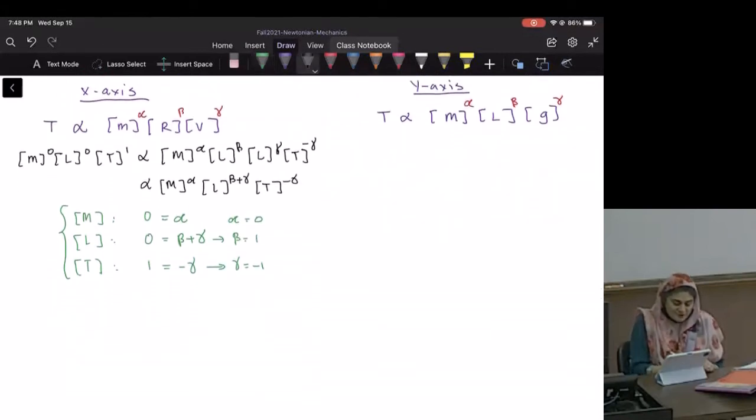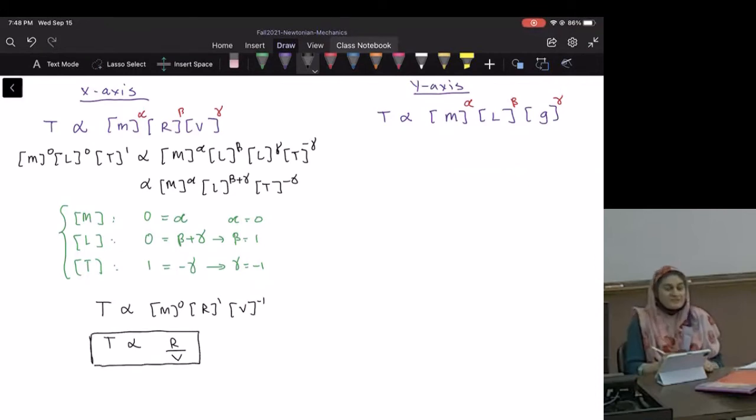Does this remind you of something? R over V. Yes. So we have over here m to the power 0, r to the power 1, and v to the power minus 1, which is the same thing as we got for centripetal force.